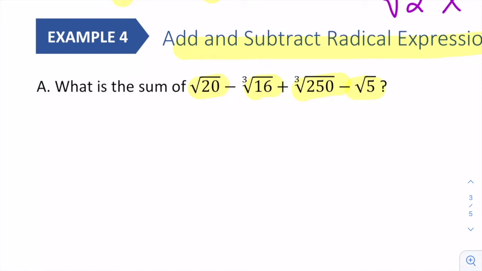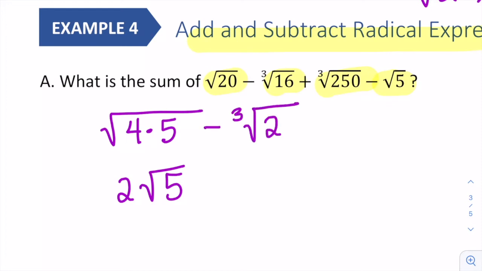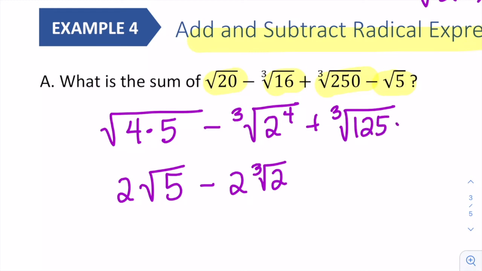So square root of 20 breaks down to 4 times 5, and that could be 2 root 5. Cube root of 16, well, I know 16 is 2 to the 4th power, so a 2 can come out, and a 2 will still be inside that cube root. And then when I look at 250, the cube root, well, that's 125 times 2. That's going to be 5 cube root of 2. And then minus square root of 5.